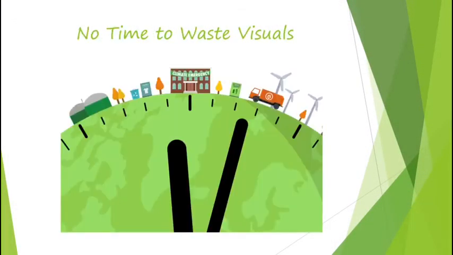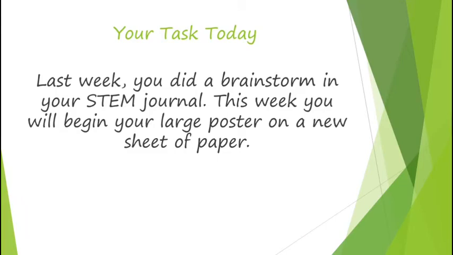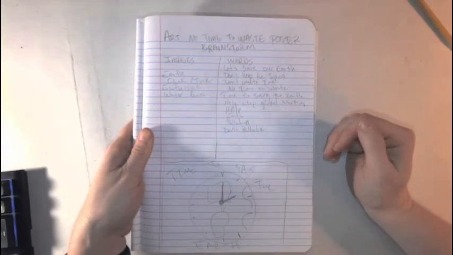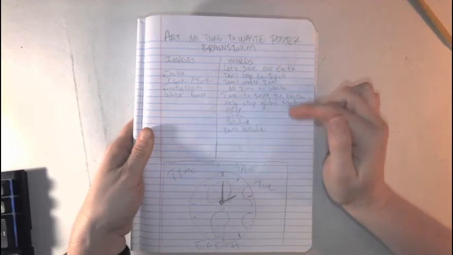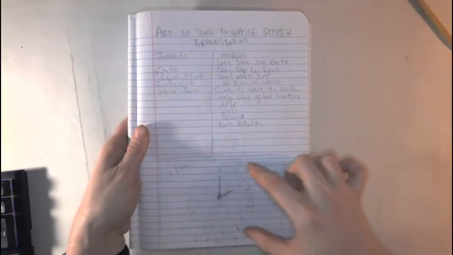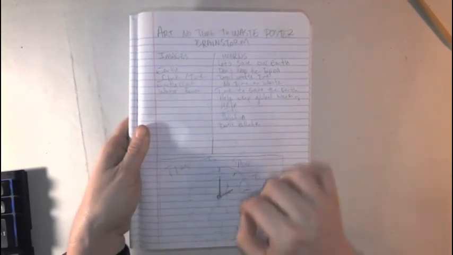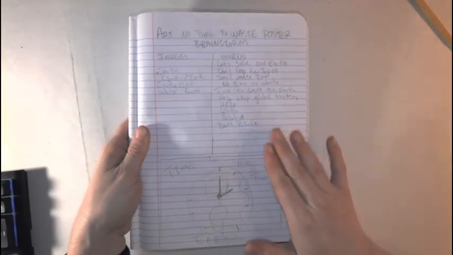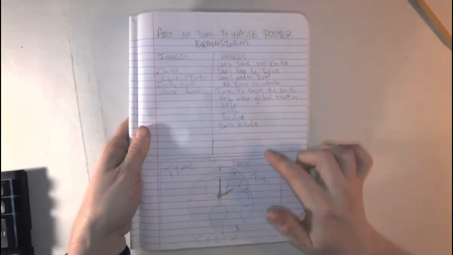So this was an example of the kind of poster that somebody could make. Please do not actually copy this one, as this is someone else's artwork. And last week you guys did a brainstorm in your STEM journal, with this being an example of the kind of brainstorm we did. On one side we wrote words that we might use, images or things that we might need or would want to use, and we made an actual small version of our poster down at the bottom. So if you can't remember what you were working on or what you had planned, look for your brainstorm.